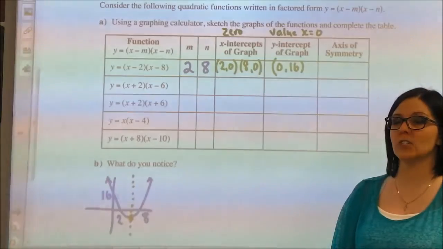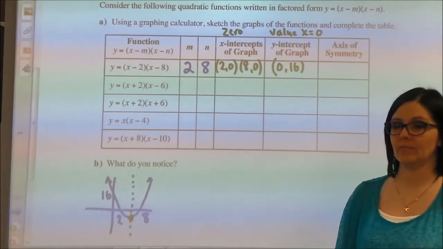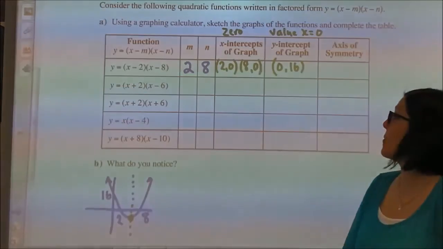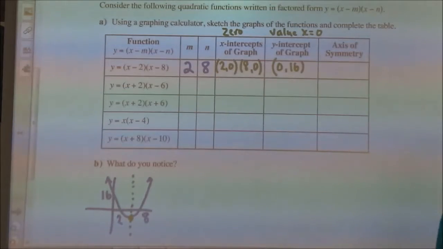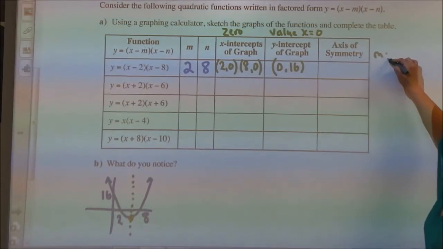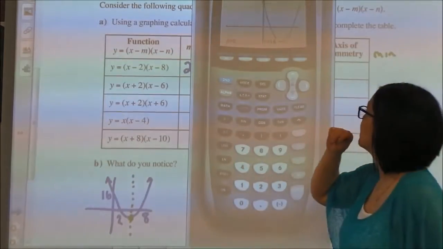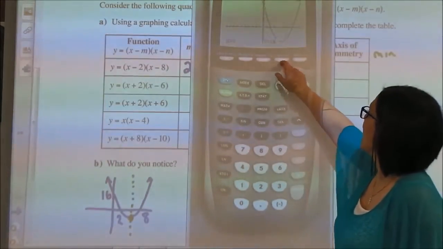How do I find the vertex of the graph? Would you use intersect? Nope. The minimum or maximum. So which one is it, min or max? Minimum, because it opens up. So find the minimum of the graph. So second, calc, min.